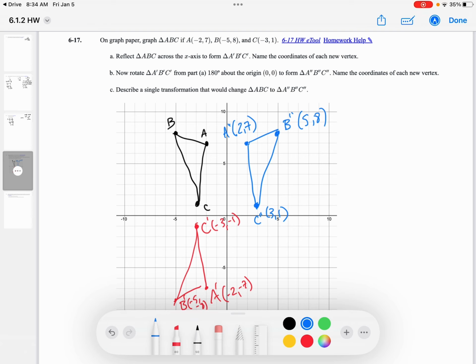Oh, interesting. So then C asks us, describe a single transformation that would change triangle ABC to A double prime, B double prime, C double prime. That looks like a reflection across the y-axis.